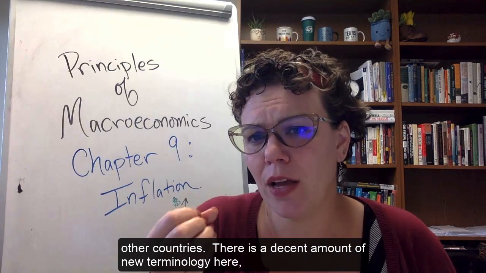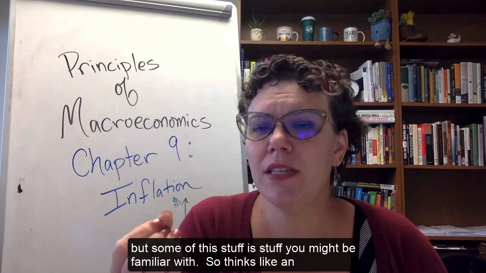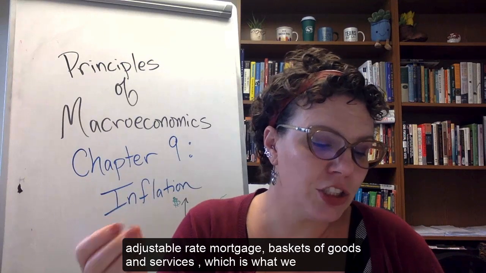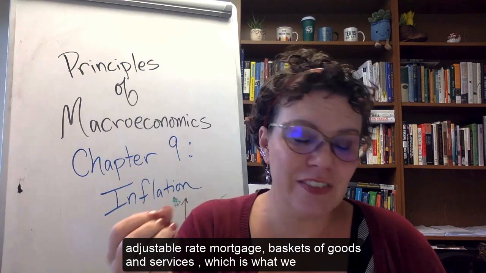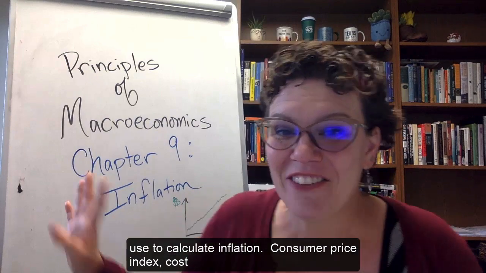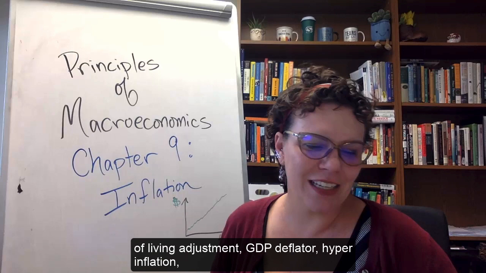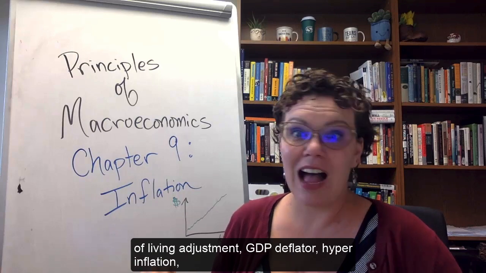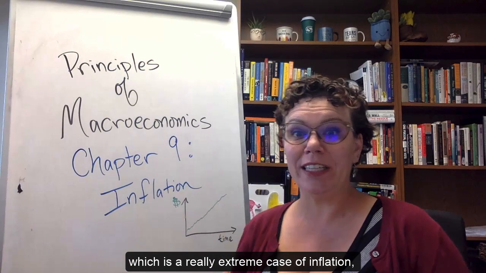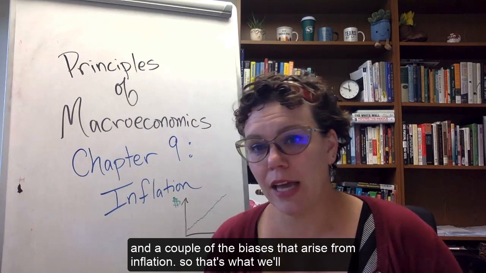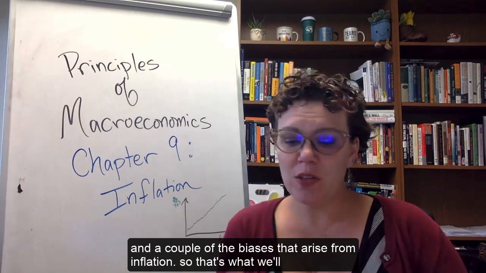There's a decent amount of new terminology here, but some of this stuff is stuff you might be familiar with. So things like an adjustable rate mortgage, baskets of goods and services, which is what we use to calculate inflation, consumer price index, cost of living adjustment, GDP deflator, hyperinflation, which is a really extreme case of inflation, and a couple of the biases that arise from inflation. So that's what we'll be looking at.